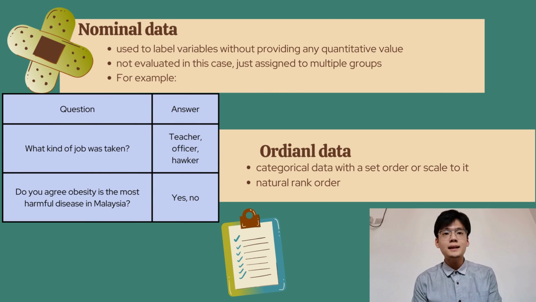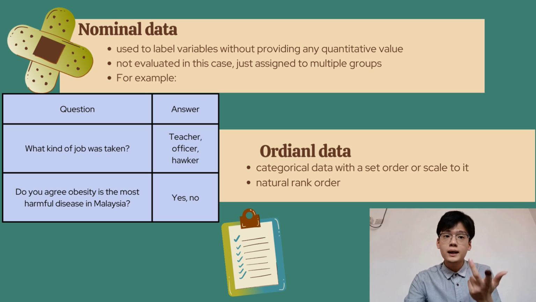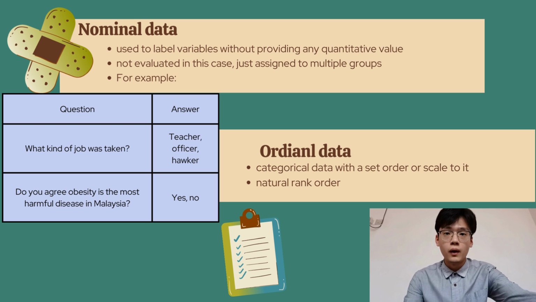Nominal data. Nominal data is a type of data that is used to label the variables without providing any quantitative values. Data is not measured or evaluated in this case, it is just assigned to multiple groups. For example, the question could be what kind of job is taken. The respondents can just answer the question straightforwardly, which is teacher, officer, and hawker. And the next question is, do you agree that obesity is the most harmful disease in Malaysia? Then the respondents can respond yes or no.